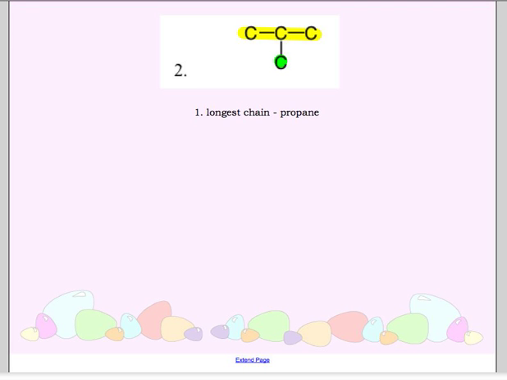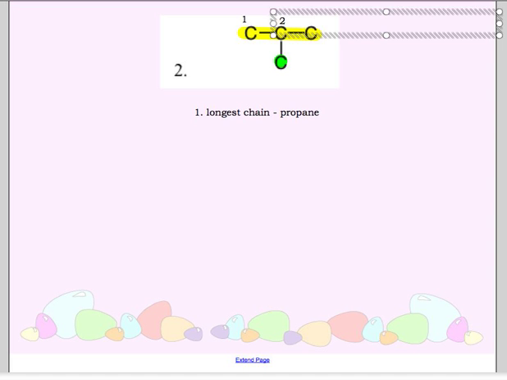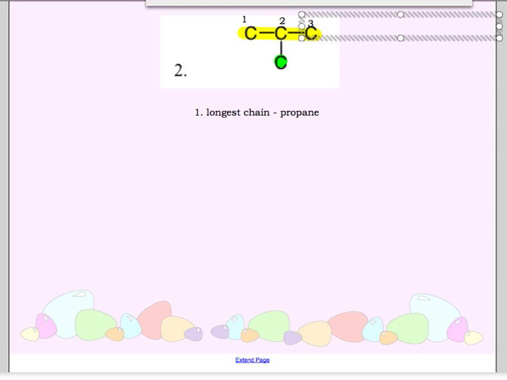Second thing we have to do is number this, because there is something hanging off of here. And you want to number it so that the guy hanging off, the guy in green, gets the lowest number. In this case, it doesn't matter. If I number from the left, I get 1, 2, 3. Or if I number from the right, I still get 1, 2, 3. So it doesn't matter which way I number this guy, he's still on number 2. But a lot of times it will matter, and you need to make sure you do the lower side. So if we number him, this is carbon 1, carbon 2, carbon 3.